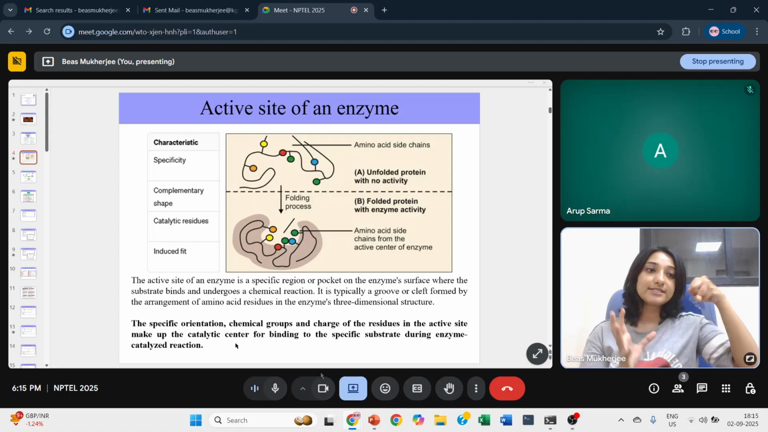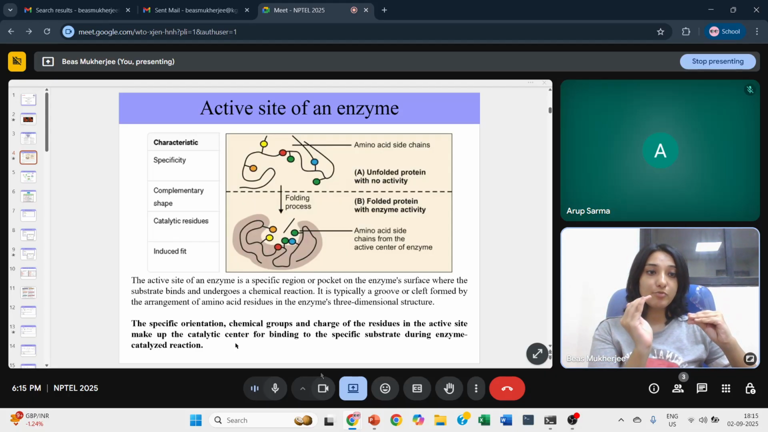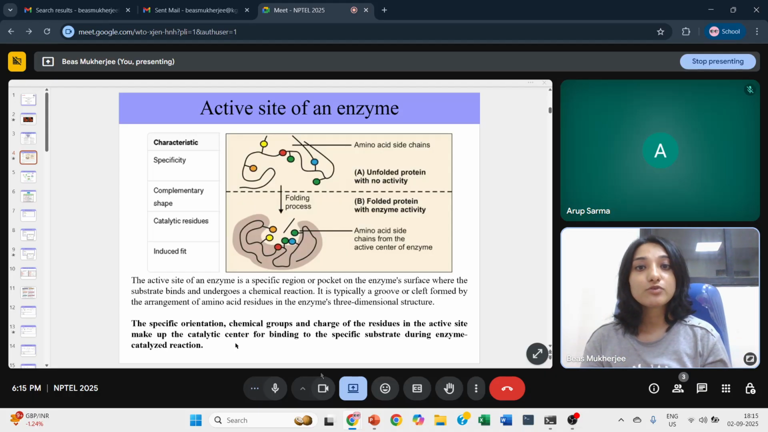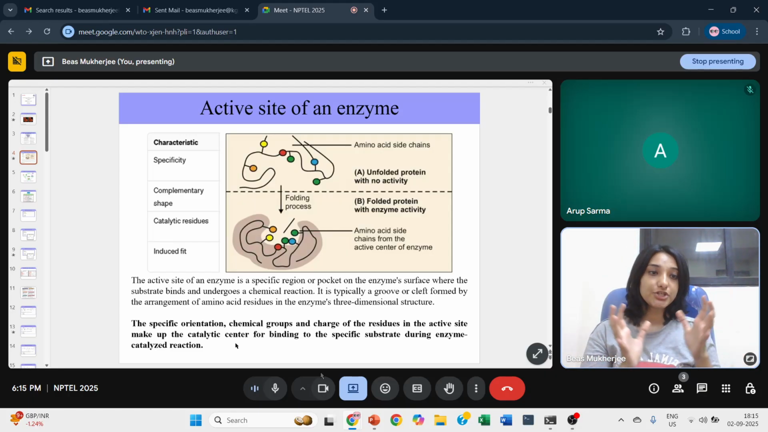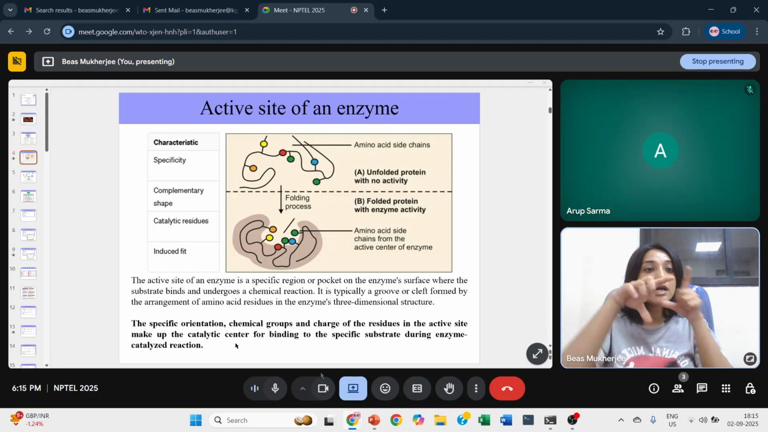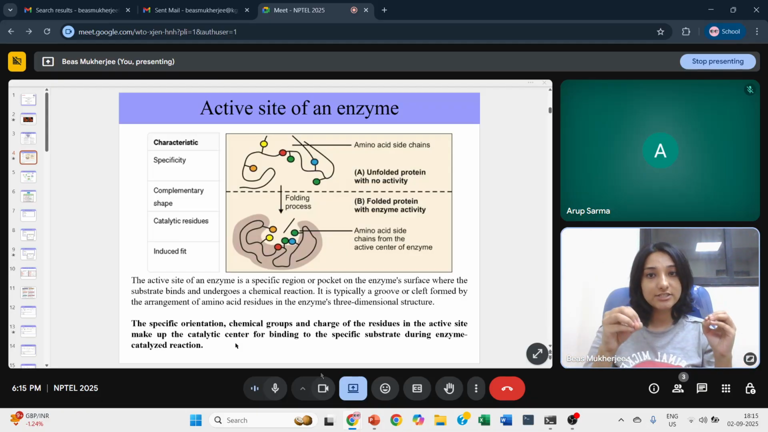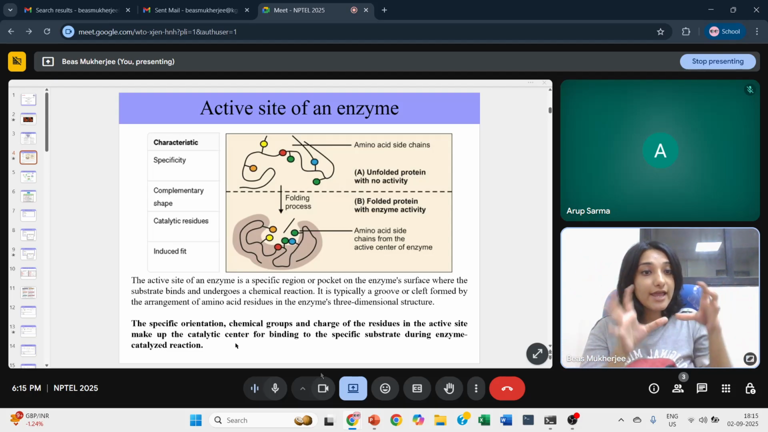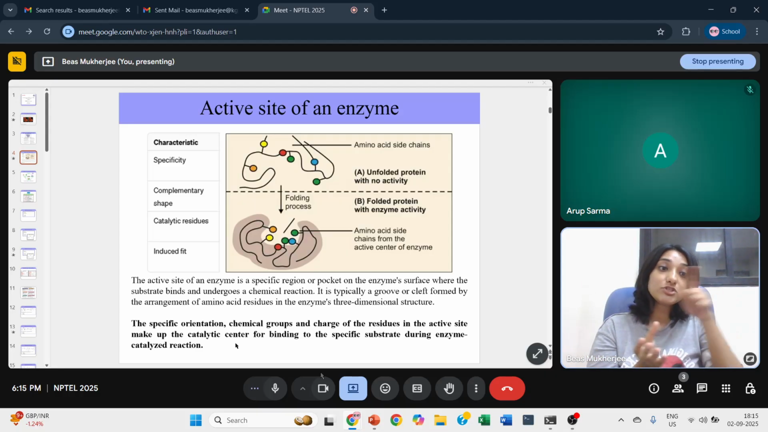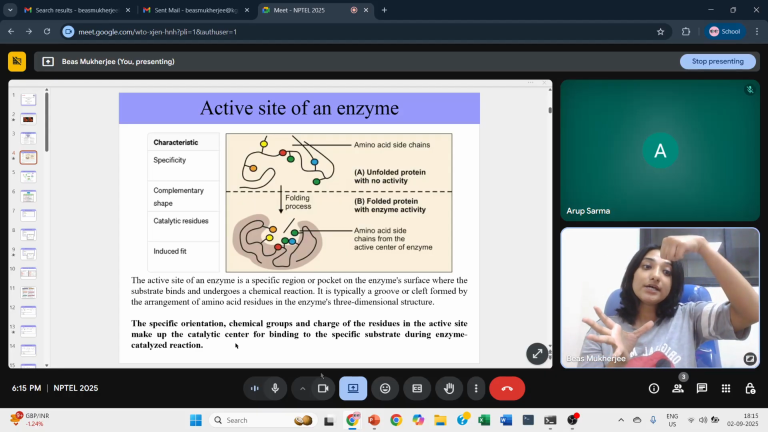You guys know. Let's say this is the shape of the substrate and this is the binding pocket of the enzyme. So when it comes close by, what happens? It changes its shape and then it binds. It becomes complementary and then it binds. Okay. So unfolded protein has no activity, but only when the protein is in its tertiary structure, folded structure, the binding pocket gets arranged in such a way that all these binding residues come very close by and form this shape which is complementary to the shape of the substrate.